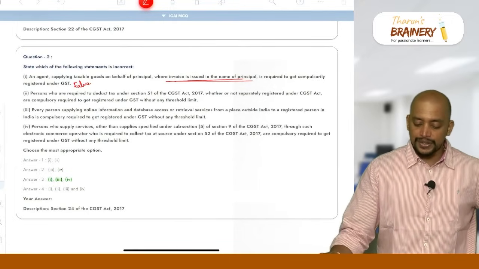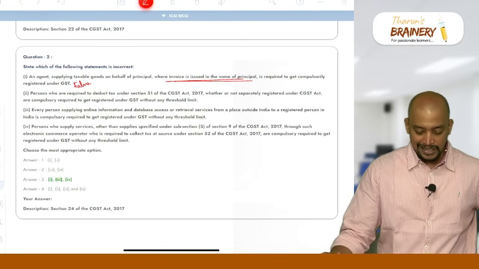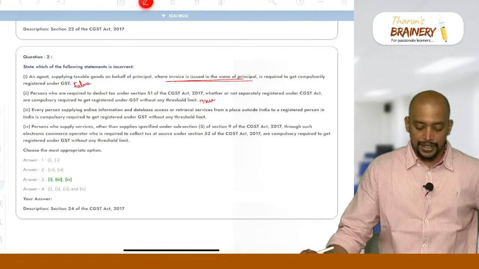Persons who are required to deduct TDS, whether or not separately registered under GST, are compulsorily required to get registered under GST law without any threshold limit. True. So the TDS deductor is required to get registered.